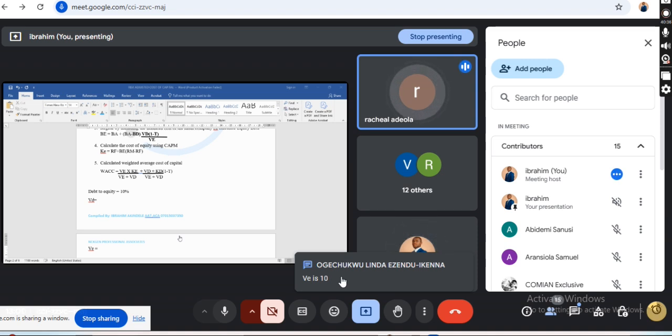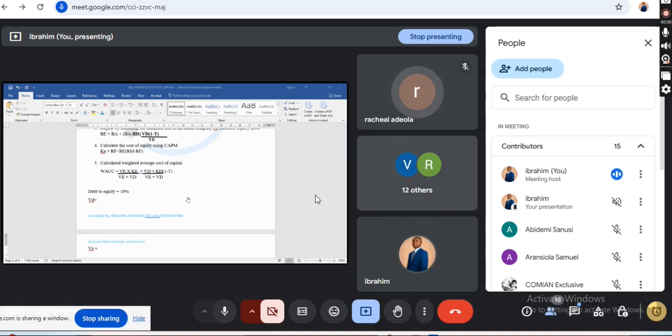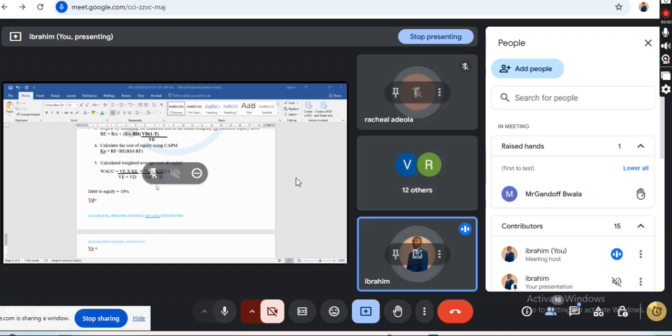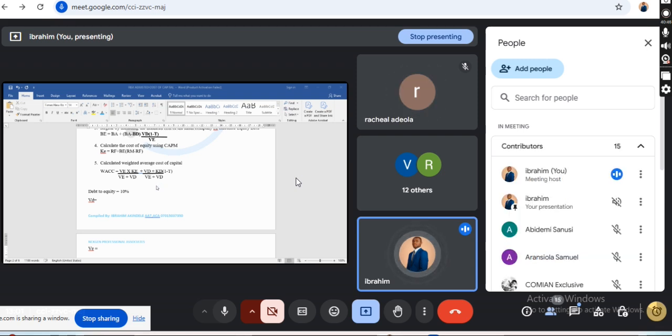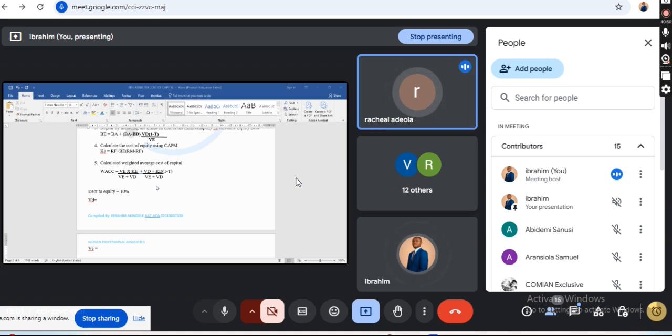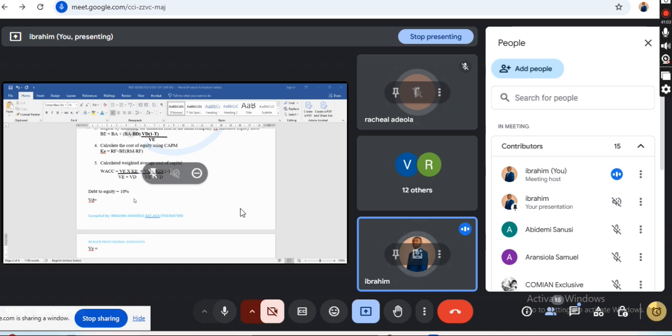Okay. See, there is nothing like a normal ratio. There is nothing like that. It depends on what is given to you in the question. Debt to equity ratio is debt over equity. They can also tell you debt to assets. We'll come there. So now, debt to equity, right?